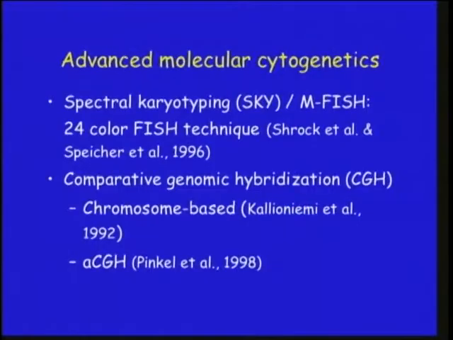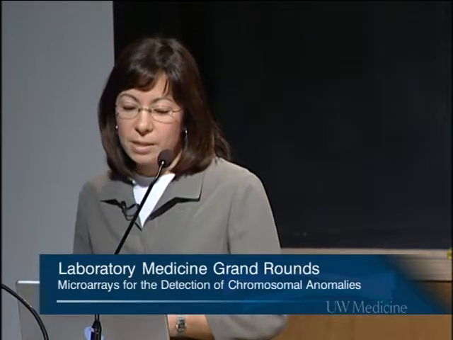In addition to FISH, there are also more advanced molecular cytogenetics techniques. One of these is spectral karyotyping, that's also known as SKY or M-FISH. And this is a 24-color FISH technique that allows you to visualize all of the chromosomes in different colors with a single hybridization experiment. And this technique can be very useful for things like characterizing translocations when you're not sure what chromosomes may be involved. And it's also useful for characterizing marker chromosomes. Markers are pieces of chromosomes that we can't identify by G-banded analysis.